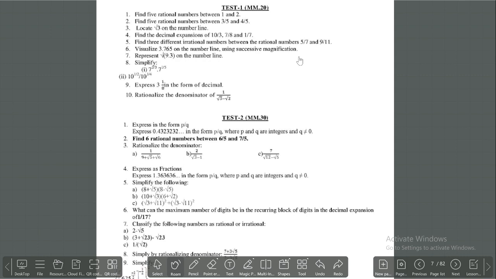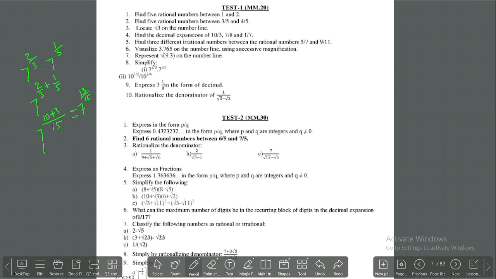Okay? Next, simplify 7 power 2 by 3, 7 power 1 by 5. Anybody? 7 power 2 by 3 into 7 power 1 by 5 is equal to 7 power 2 by 3 plus 1 by 5. Again butterfly, 15, 10 plus 3, is equal to 7 power 13 by 15. That is the answer. Okay?